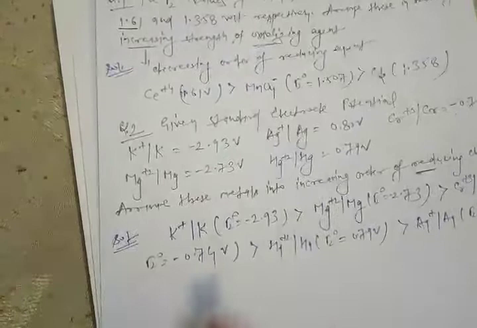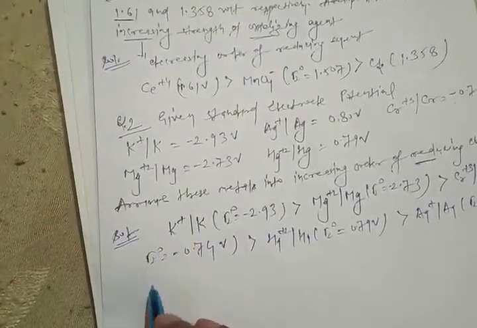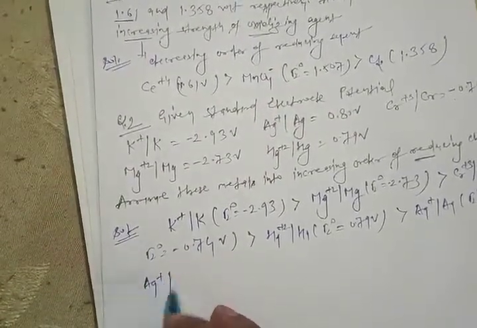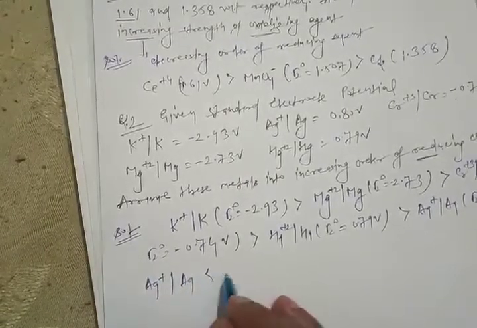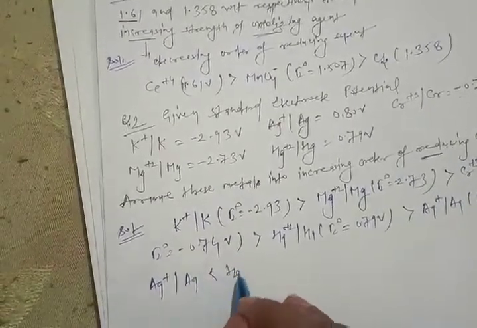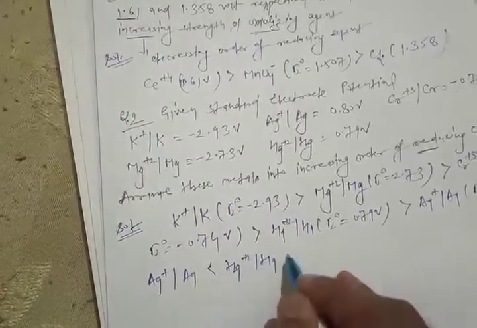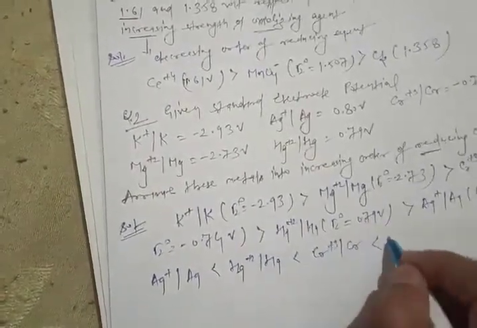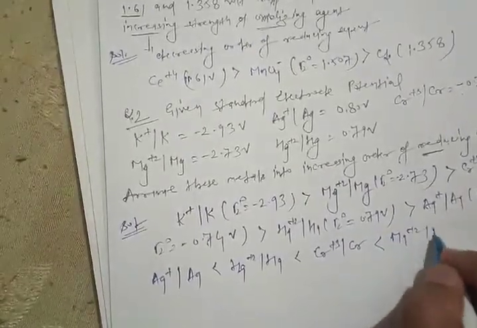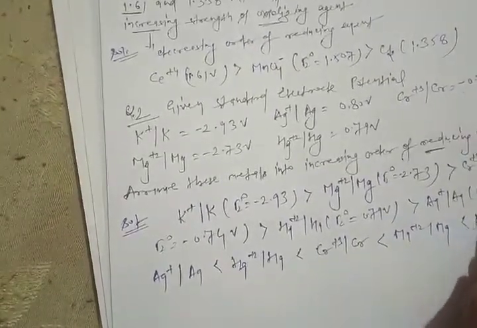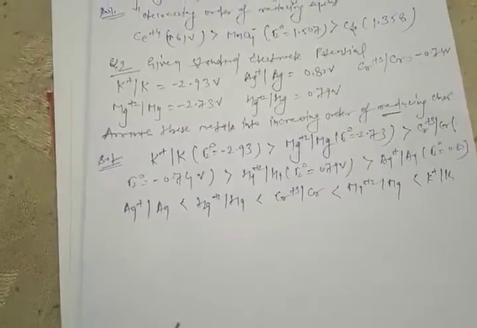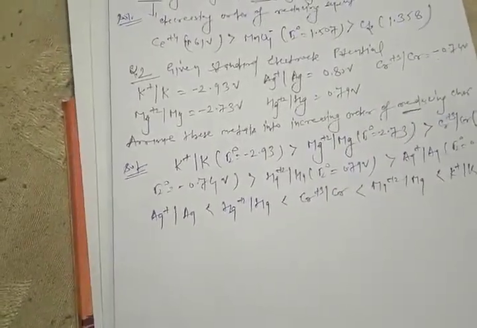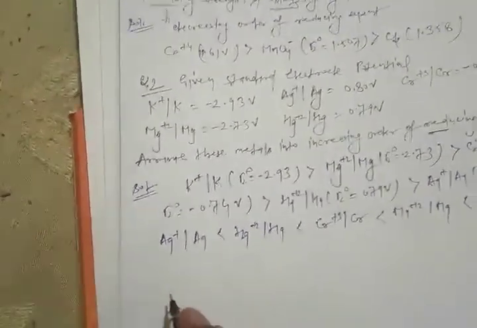So the increasing order will be like this. You can put it in this pattern also, although both are correct, but as per the question we have to follow this: Hg plus 2 to Hg, then Cr plus 3 to Cr, then Mg plus 2 to Mg, and then K plus to K. Potassium is the highest one. Most of you are able to answer this correctly, so no problem with this.